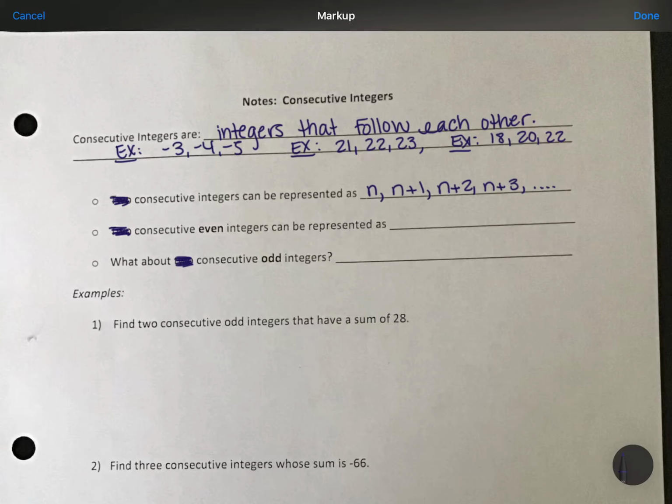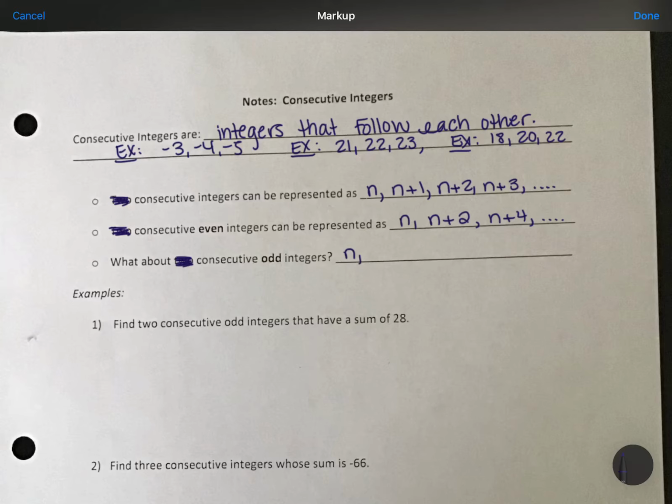All right, consecutive even integers can be represented as n for the first number, n plus 2 for the second number, n plus 4 for the third number, and so forth and so on. Depending on how many numbers you're asked to find depends on how many n plus 2, n plus 4s you'll need. All right, the next is, what about odd integers?